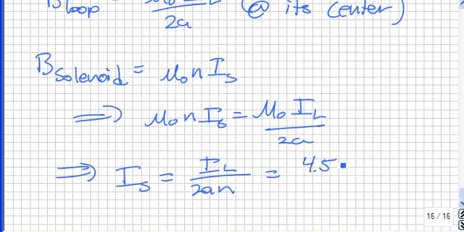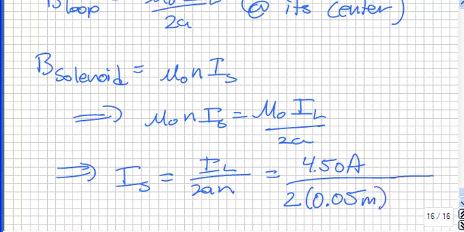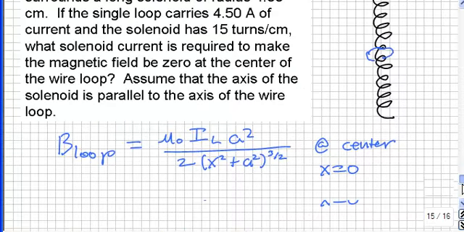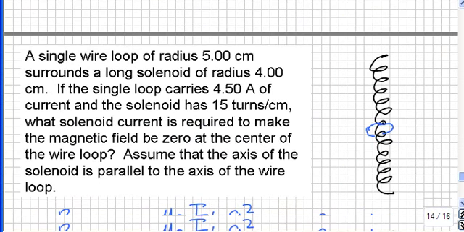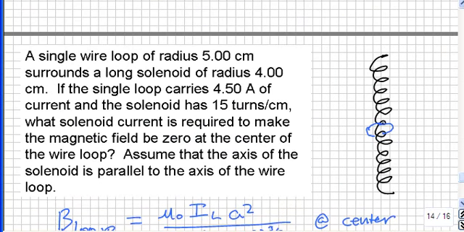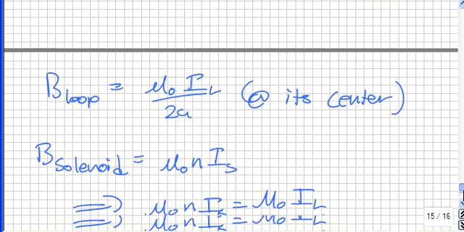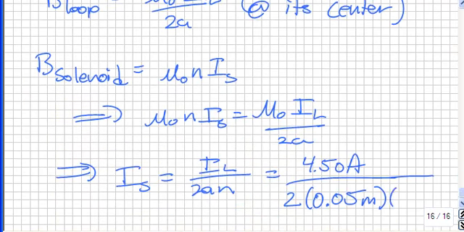So this is 4.5 amps all over 2 times the radius of the loop, which was given as 5 centimeters. We'll call it 0.05 meters. And then we need N, the number of turns per unit distance. Okay, I look up here, it says it's 15 turns per centimeter. I wrote the radius in meters, which means I have to write the turns per unit length in turns per meter. So that's 1,500 turns per meter. I can see the units work out in that case.